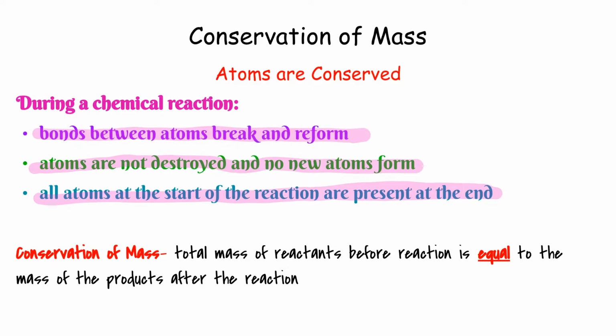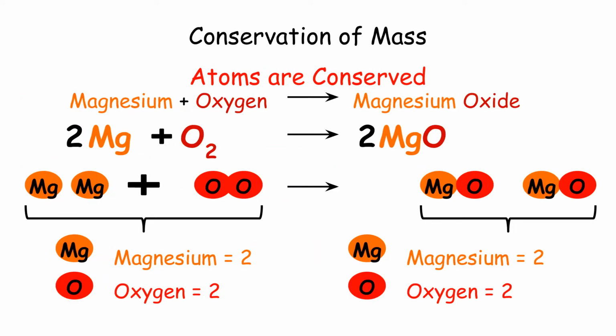The conservation of mass states that the total mass of reactants before a reaction is equal to the mass of the products after the reaction. So conservation of mass, atoms are conserved. In this example, we have magnesium plus oxygen yields magnesium oxide. So here we have 2 Mg plus O2 yields 2 MgO.